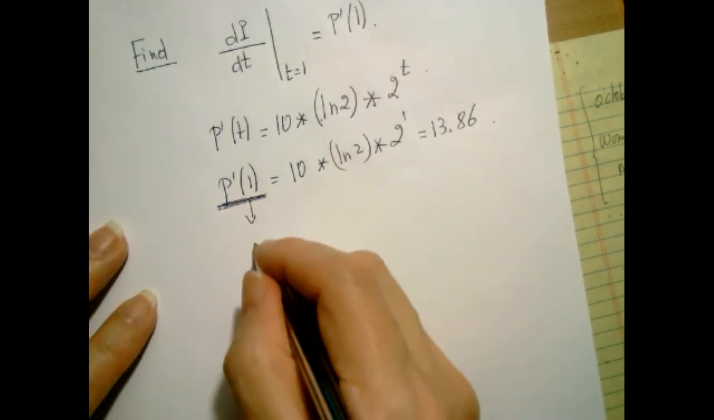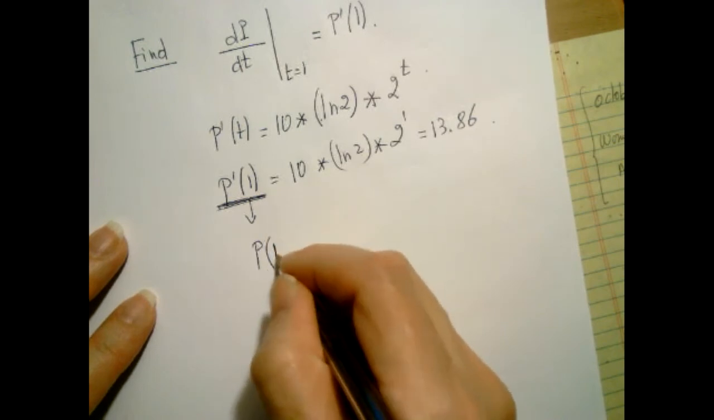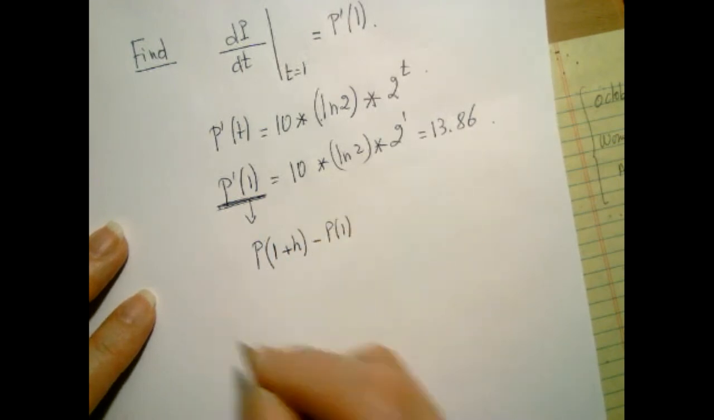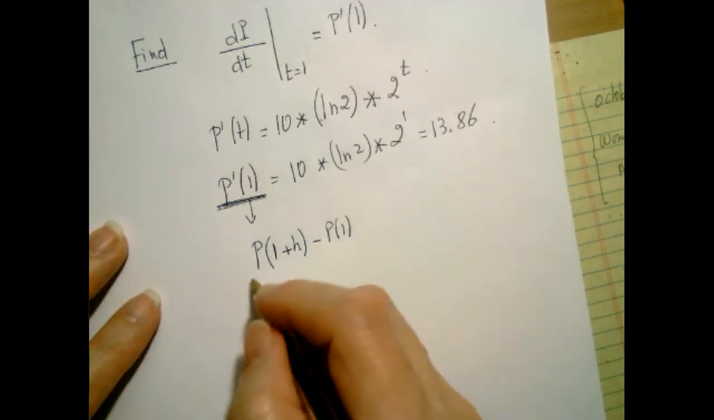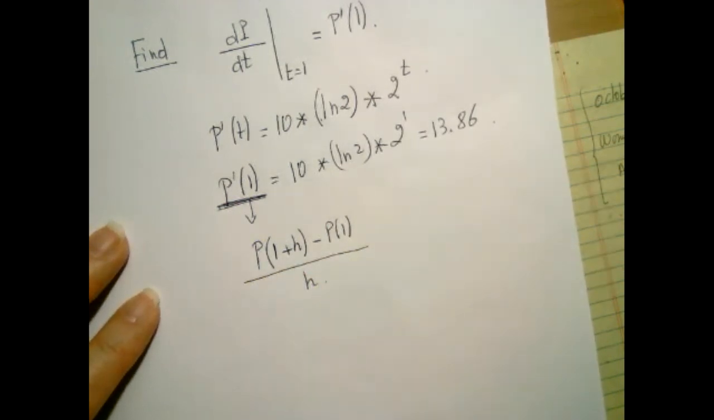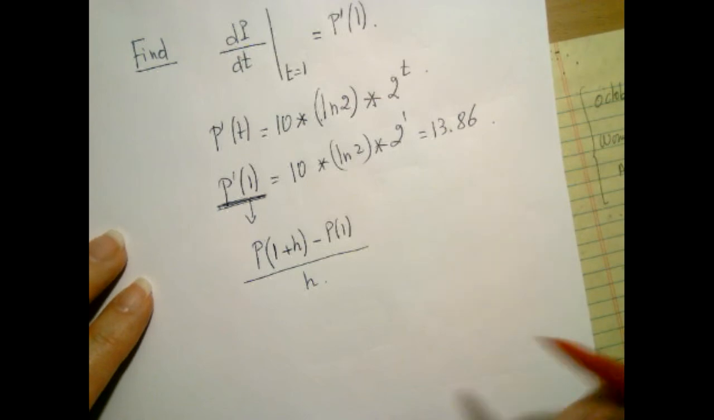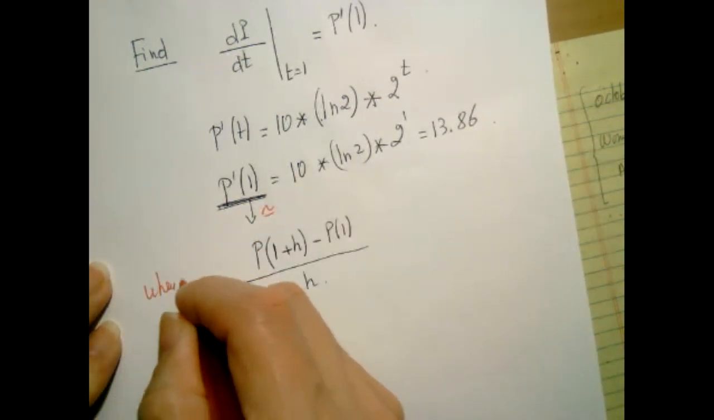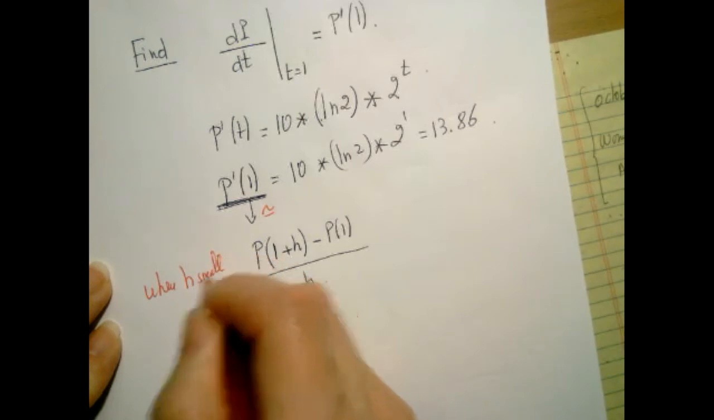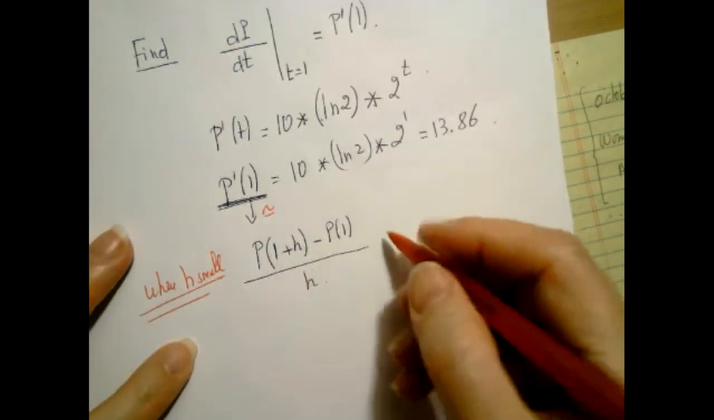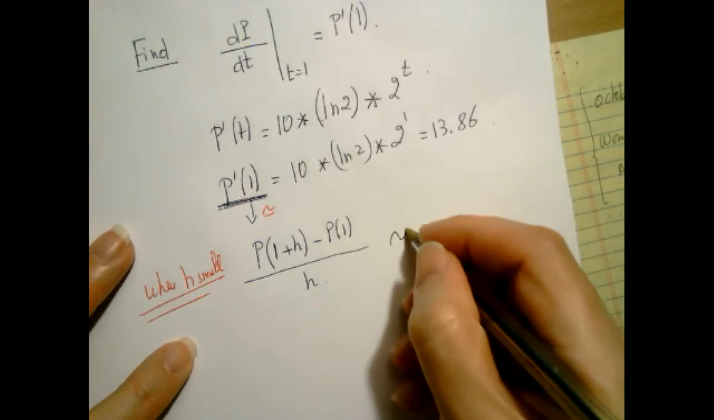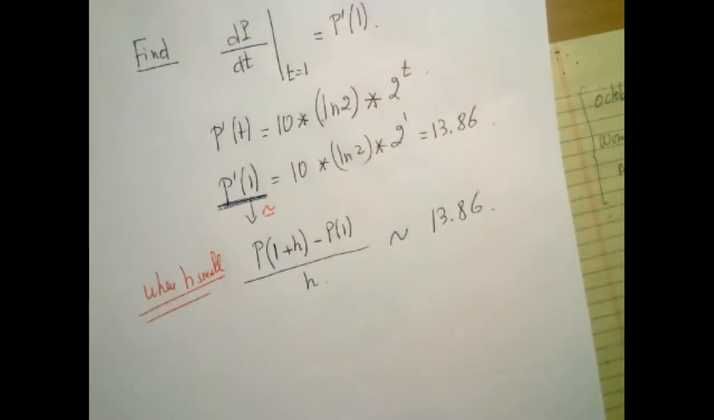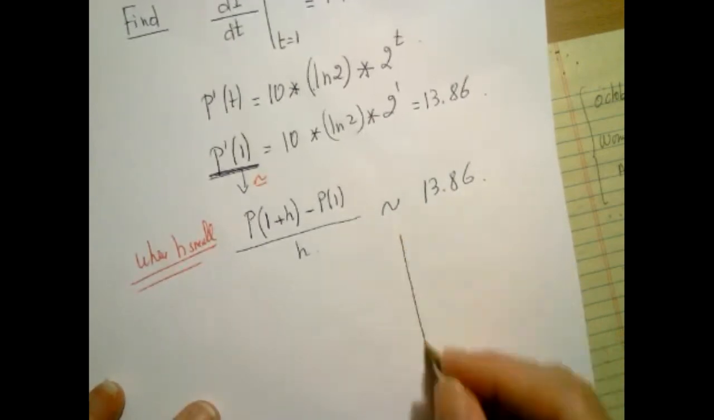Always remember the velocity. We took the change of the population, that's really what we did, over a small interval of time. And then we divided by the change in time. So the derivative was, when h is very, very small, this ratio is almost equal to 13.86. Okay, so that's how we found the derivative.